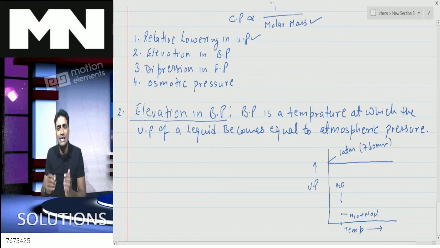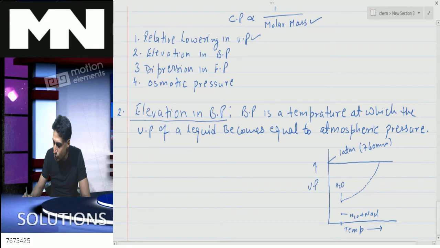Now if I start heating them, their vapor pressure will increase. For water, the increase will be like this, and it will become equal to atmospheric pressure somewhere here. This point on the temperature axis represents the boiling point of pure water. Say this temperature is T1. Likewise, if I heat water plus NaCl, its vapor pressure will also increase and will become equal to atmospheric pressure at this temperature. Say this temperature is T2.